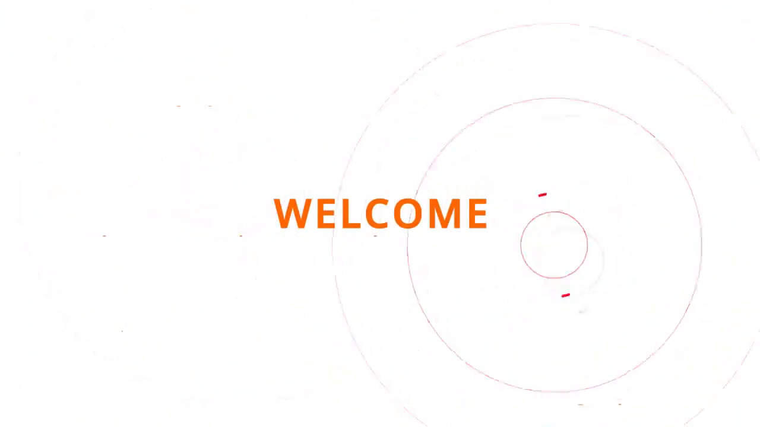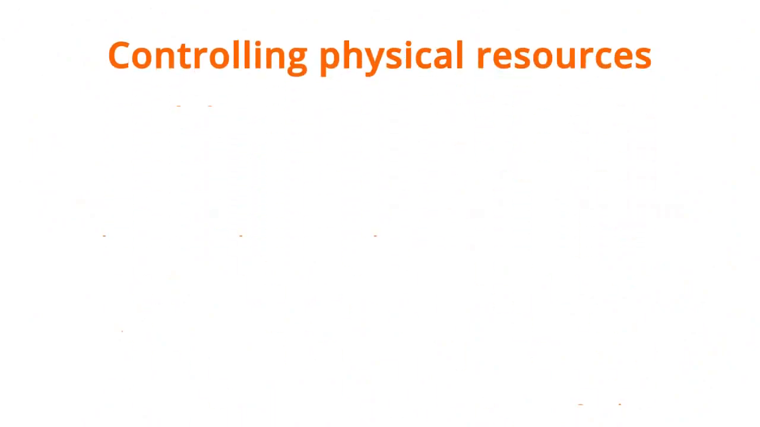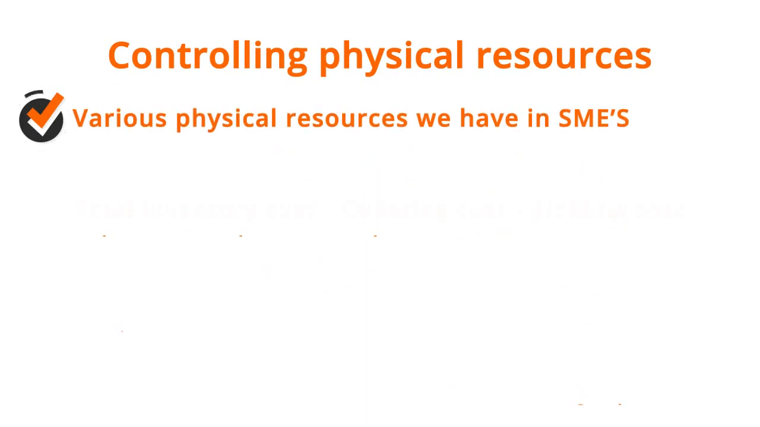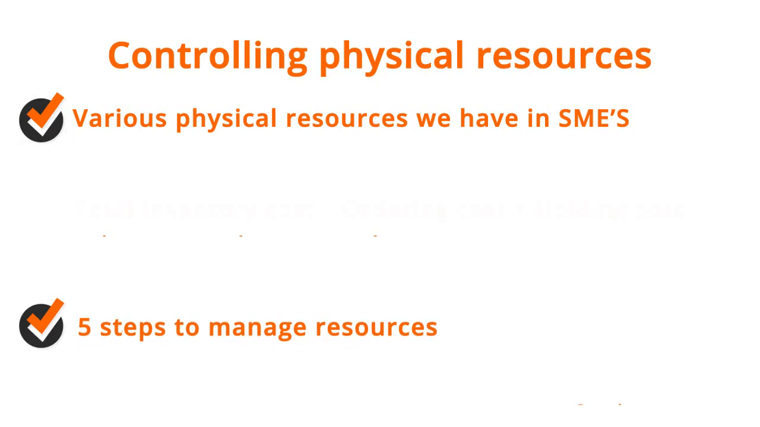Welcome to the second session of the General Operational Management Module, Controlling Physical Resources. In this session, we'll be looking at the various physical resources we have in our businesses as SMEs and why it is important to manage them for better productivity. We'll also be taking you through the 5 steps to managing the 4 types of resources in your businesses.